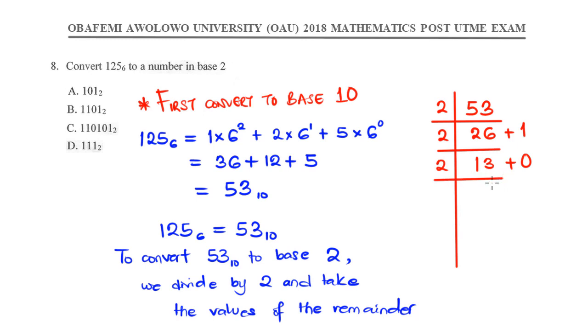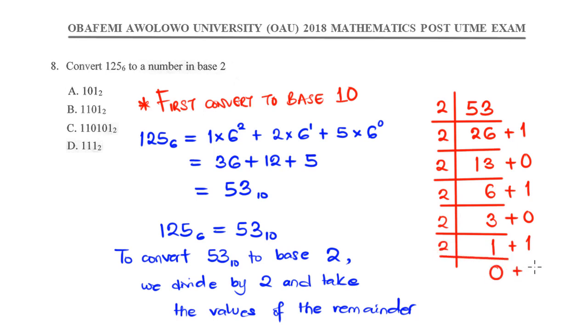2 in 13 is 6. 2 times 6 is 12. So we have 1 as our remainder. 2 in 6 is 3, and there is no remainder. So we write plus 0. 2 in 3 is 1, and there is going to be a remainder 1, because 2 times 1 is 2, and 3 minus 2 is 1. 2 in 1 is 0, and we have 1 as our remainder.